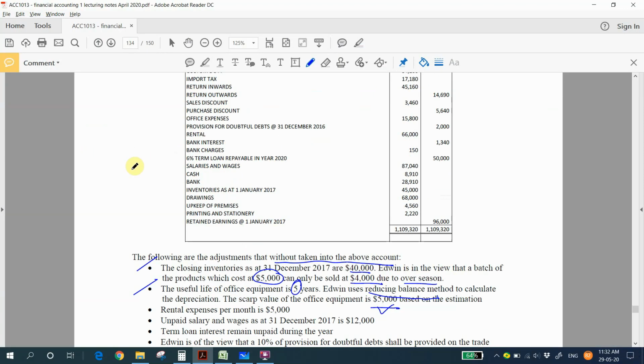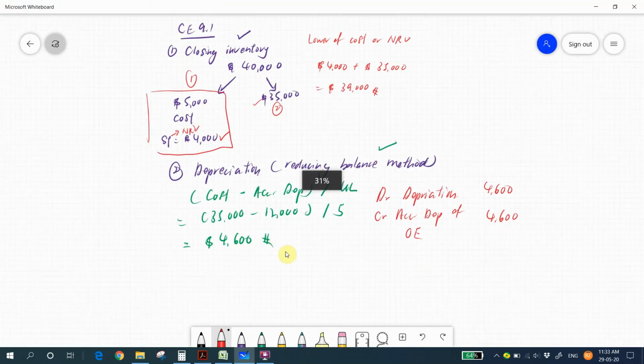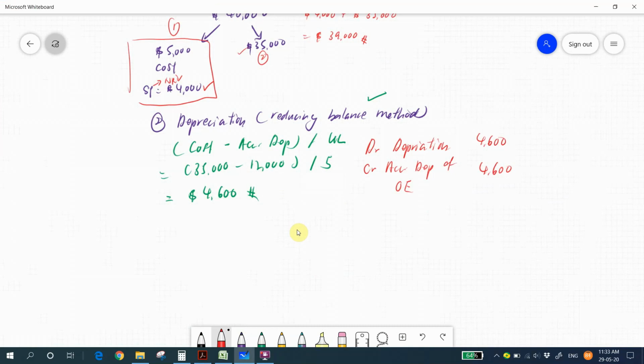Next, the next entry is regarding the rental. The rental expense per month is 5,000. So the third one is regarding the rental expenses.